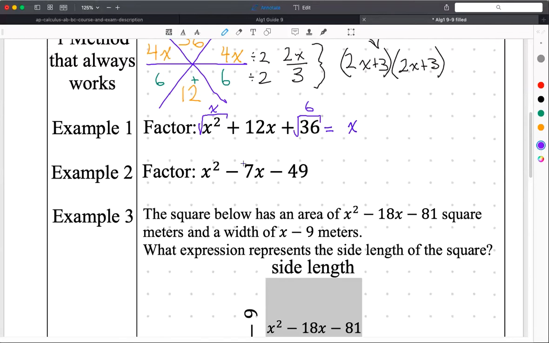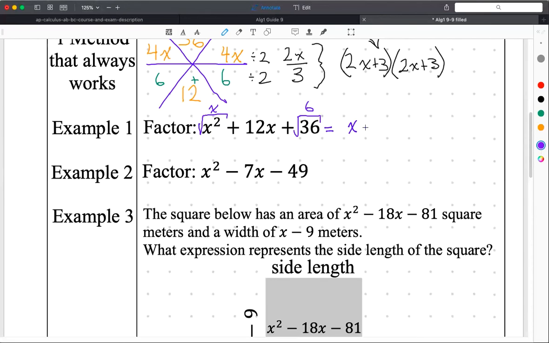And then I guess would it be 6x times, I don't know, 6x times 2 squared? You have the answer right here. Remember, you took the square root of the x squared, you got x. You took the square root of 36, you got 6. Add those together and you're done, basically. And then you have to write it in a square.